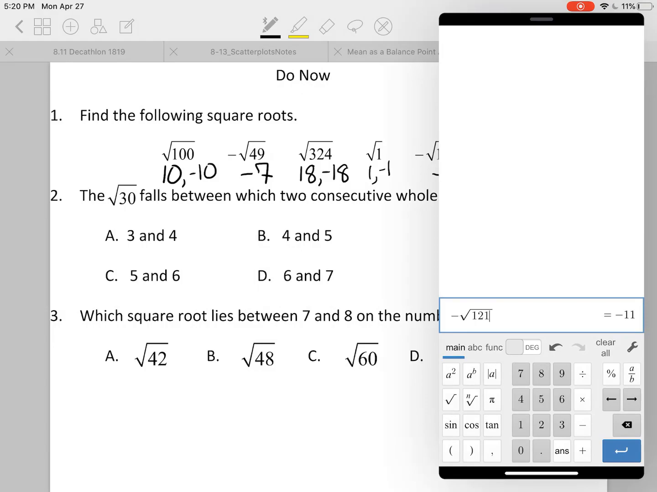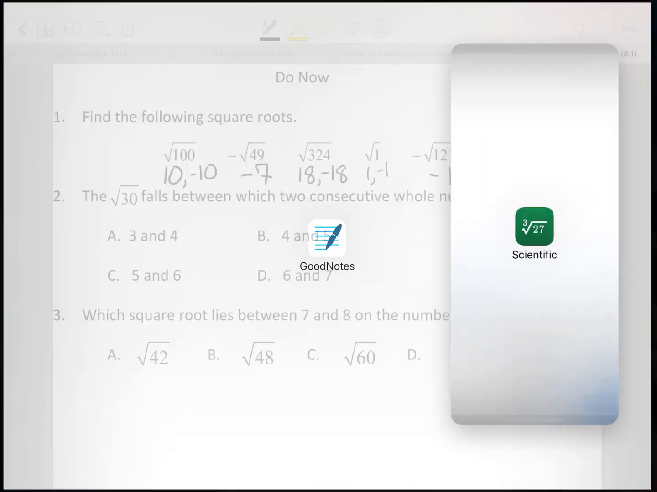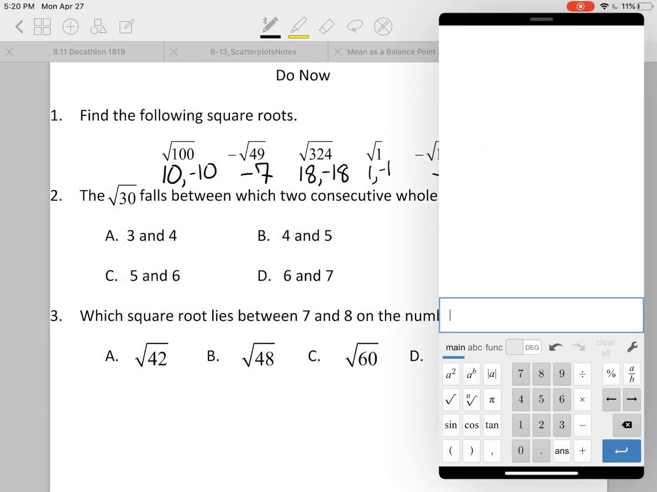Number 2 says the square root of 30 falls between which two consecutive whole numbers. So let's find the square root of 30, which is 5.477. If we were to round down from this number, we would have 5. So our answer has to have a 5 in it. If we were to round up, we would have 6. So the answer is C, 5 and 6.